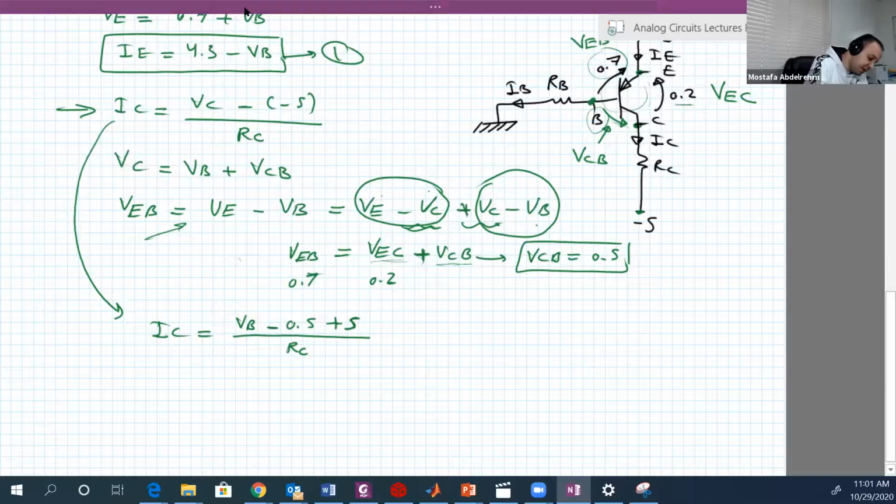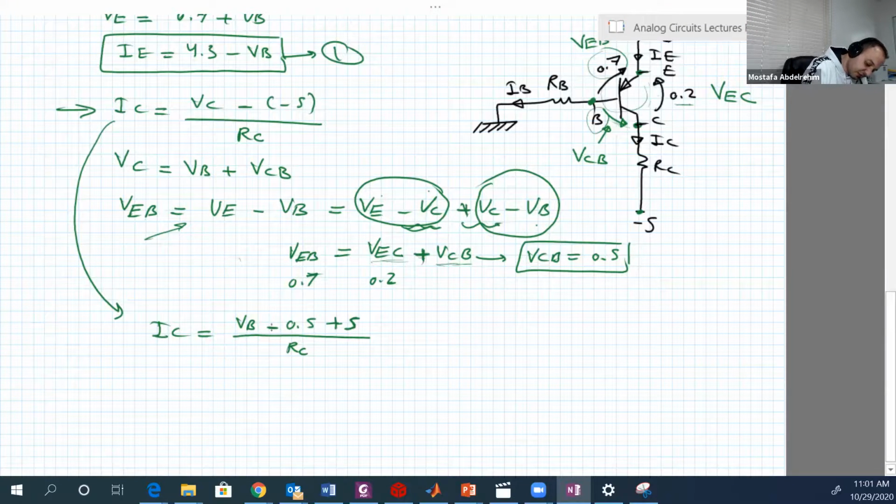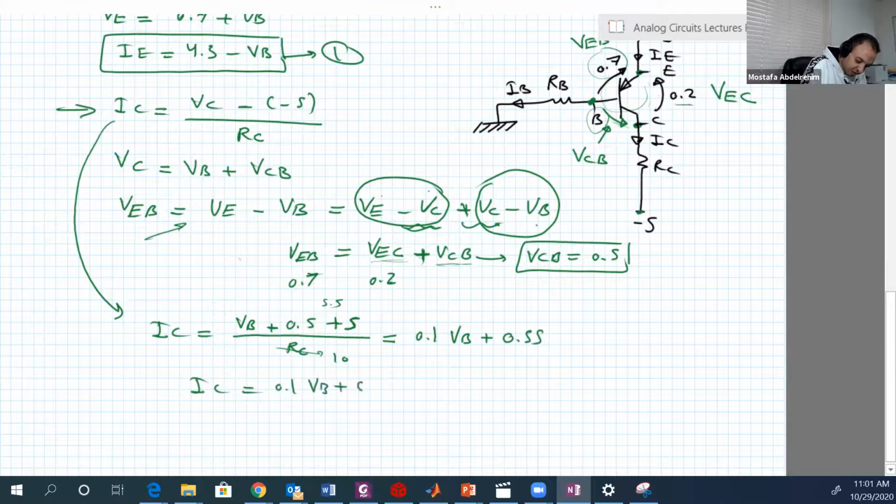And based on that, this is also plus. The RC is 10 kilo ohms. So this will be 0.1 VB plus 5.5 divided by 10, so it should be 0.55. So IC is equal to 0.1 VB plus 0.55. It is number 2.